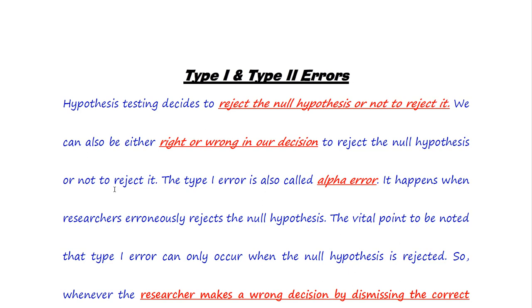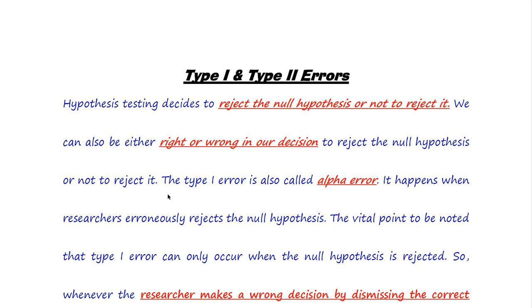And during this process, we may commit error. There are two types of error, type 1 and type second error. If we reject a true null hypothesis, then we commit type first error. And on the other hand, if we accept a false null hypothesis, we commit type second error. So for detailed discussions, let's begin.